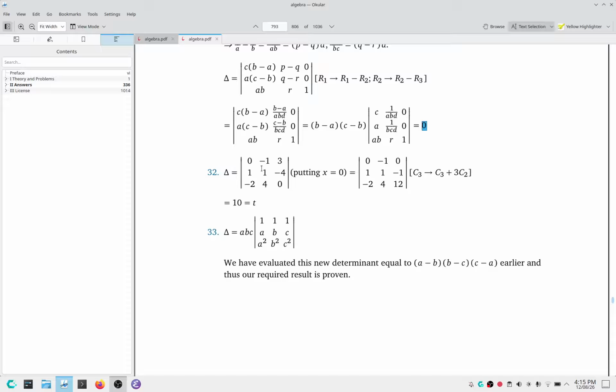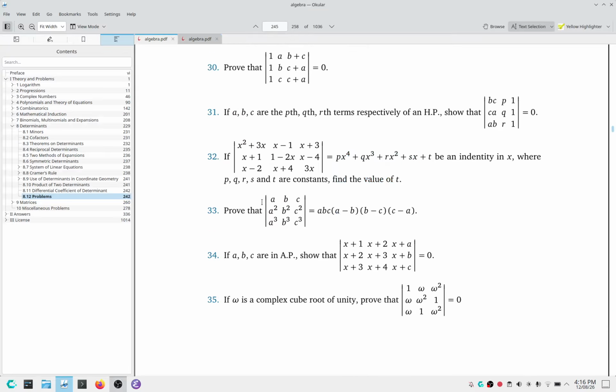So now once we have this determinant, we apply column 3 equals column 3 plus 3 times column 2. So 3 plus 3 times minus 1 will be 0. Minus 4 plus 3 times 1 will be minus 1. And 4 times 3 is 12. This will become 12. Once we have two zeros, we expand along this minus 1. So it will be 12 here and minus 2. So that will be 10. That will be the value of t.